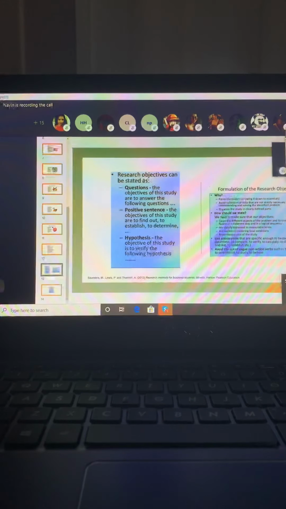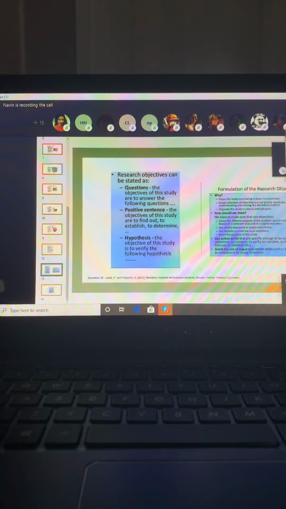It means in one paragraph you write, the objective of the study is to find out the relationship between blah blah blah. So you follow the second style. You don't do the question, you do the positive sentence. Hypothesis I will tell you in a short while.